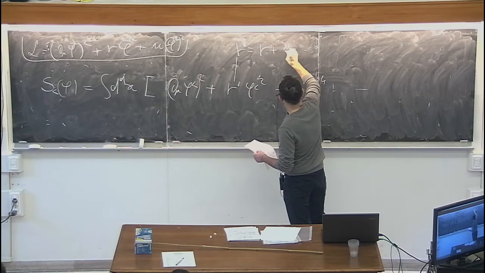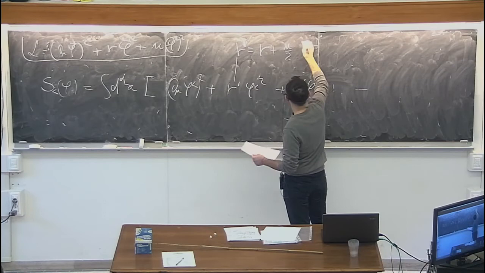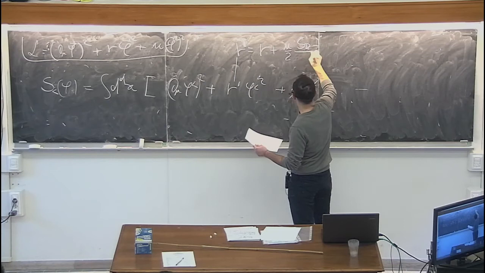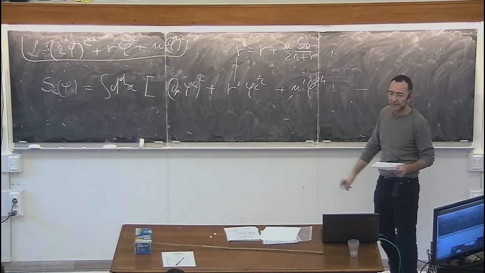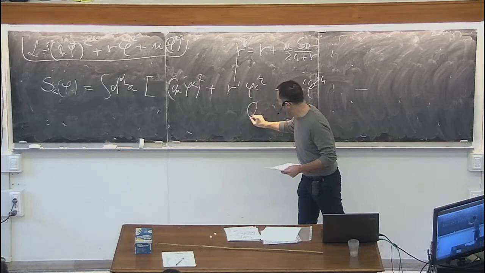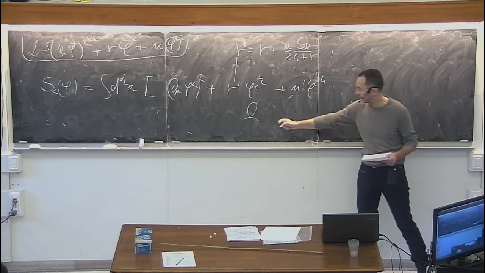Here there is a further parameter which is irrelevant, 1 plus R. This is the result. This comes from, essentially, this is the contribution coming from this diagram, the tadpole diagram. It's order U, in fact, you have only one integration. Okay.